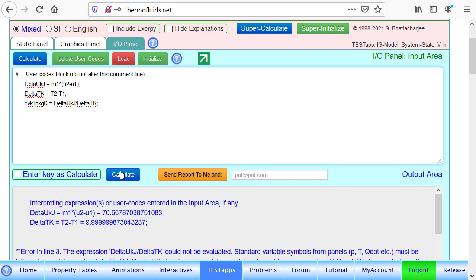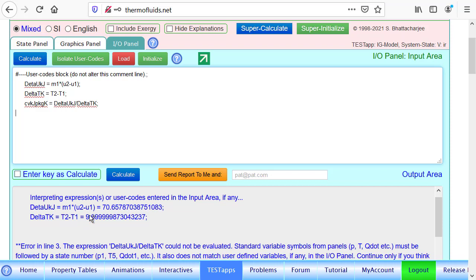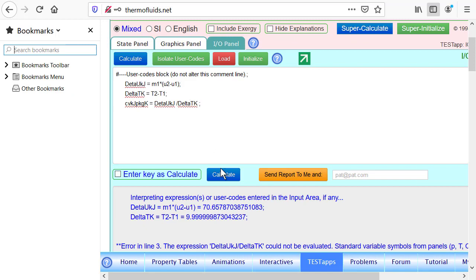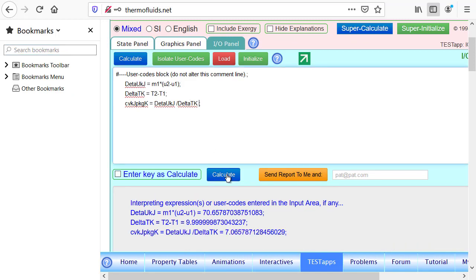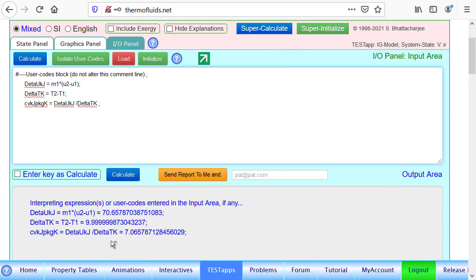Calculate. So we have found, oh, there is an error in my expression somewhere. Delta U in kilojoule. Okay, let me cut and paste. It's always a good idea. Now we are done. So we found the Cv value to be 7.06 in this case for a particular gas, carbon dioxide.